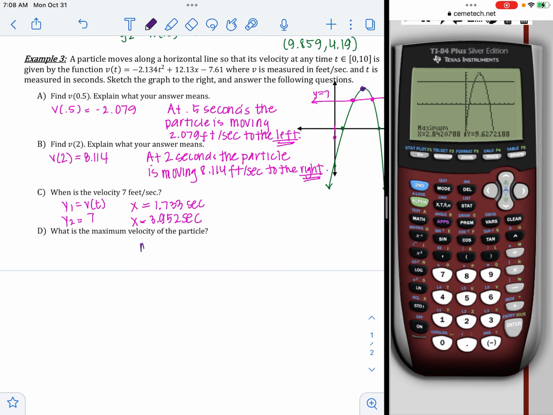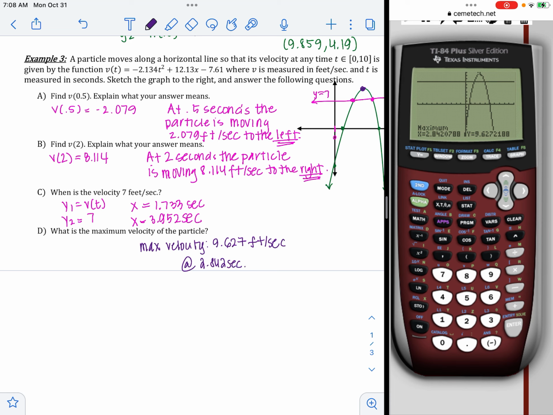So the maximum velocity is 9.627 feet per second. And then we could always say that occurs at the x value, at 2.842 seconds.